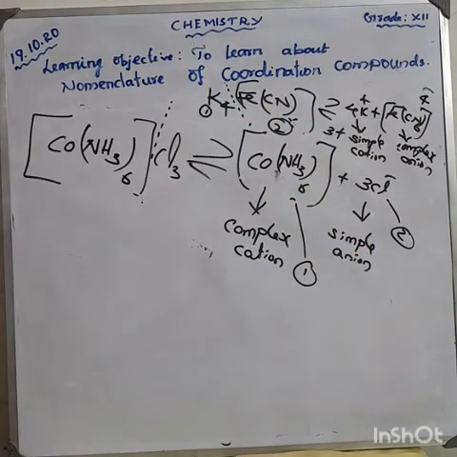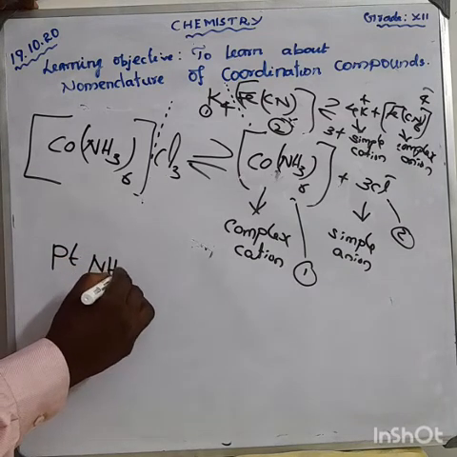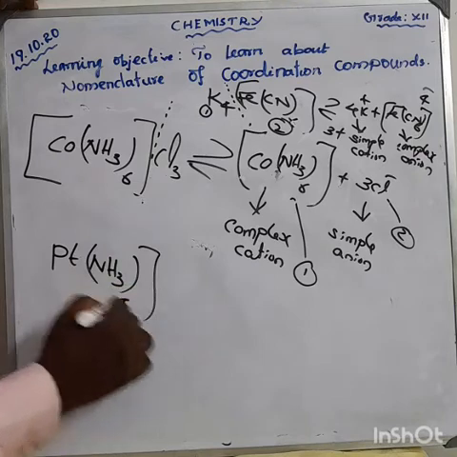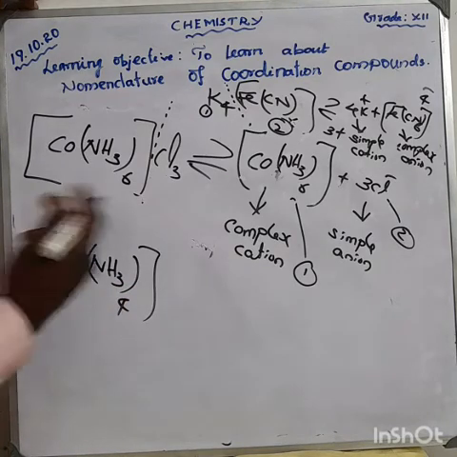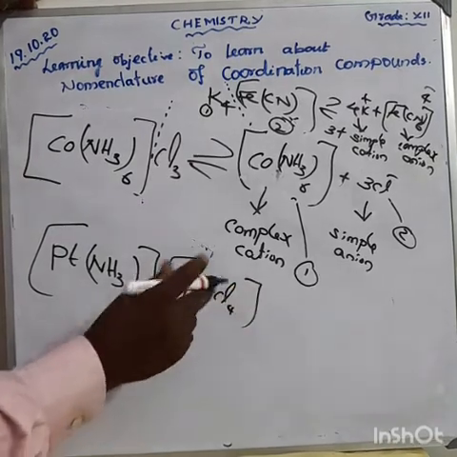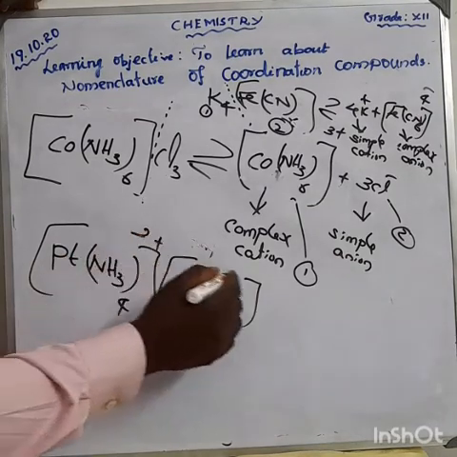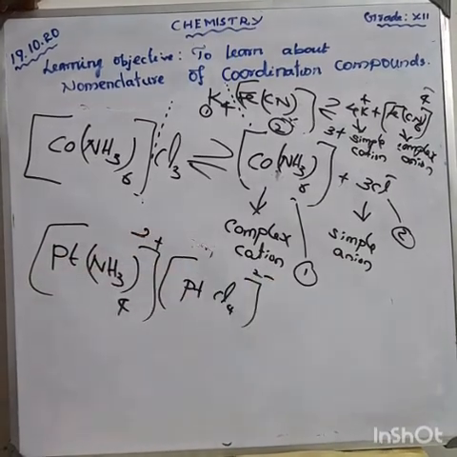The third category is complex cation and complex anion. You can derive it from the example. [Pt(NH3)4] is one of the complexes. Again, [PtCl4] is another. This one is 2+ and this one is 2-. This is the third one.